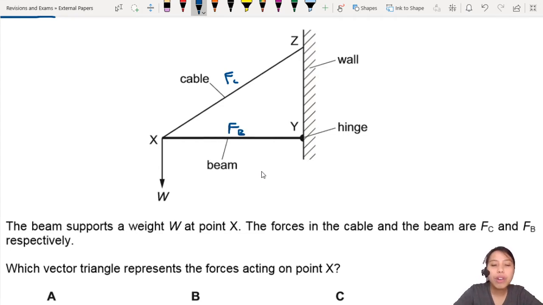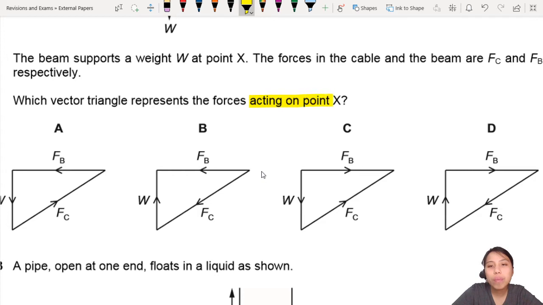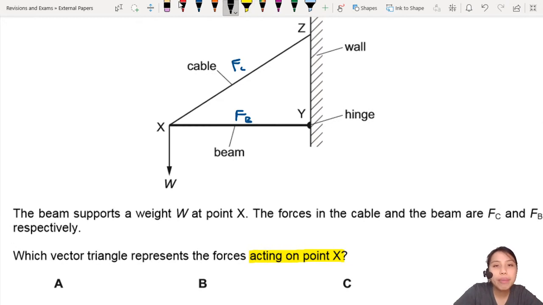Which vector triangle represents the forces acting on point X? Now, a very important keyword is this: acting on point X. Because if you look, there's so much stuff happening. What is point X? Where is point X? Imagine that X here is a dot. Okay, yeah, sure, so it's a dot. Imagine this.